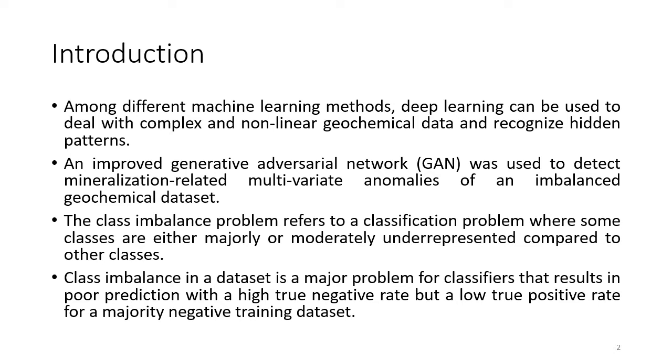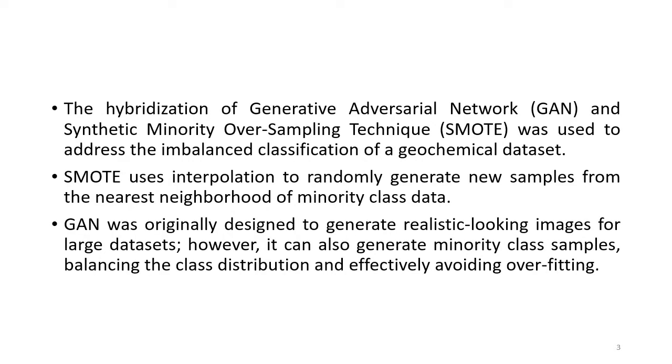Class imbalance in a dataset is a major problem for classifiers that result in poor prediction with a high true negative rate, but a low true positive rate for a majority negative training dataset, which is the case in mineral exploration projects. The hybridization of generative adversarial network, or GAN, and synthetic minority oversampling technique, SMOTE, was used to address the imbalance classification of a geochemical dataset.